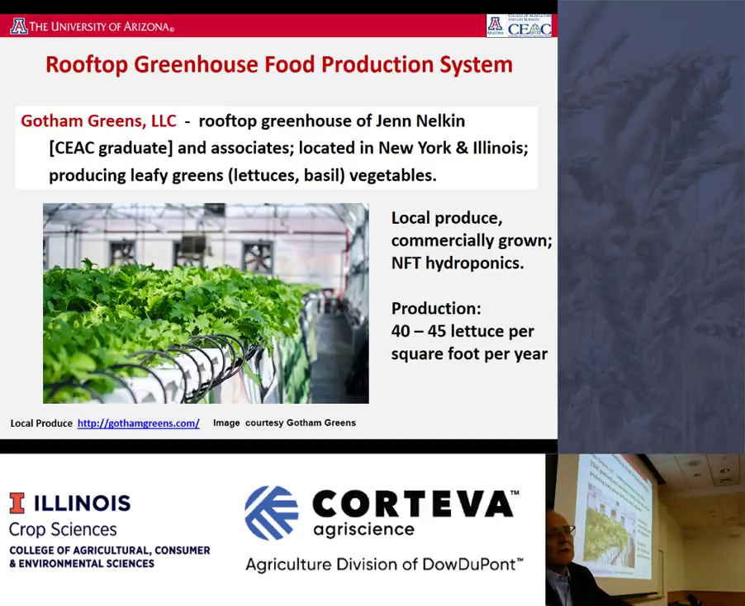Here's Gotham Greens again with Jen Nelkin, and she is the grower, essentially. It's a nutrient-filled technique, hydroponics. Each individual row is fed by a dripper and the water flows down and the plants are sitting in this little trough with a very shallow film of water over there. 45, in her case, up to 45 lettuce heads per square foot per year. And there's been other systems that have reached 55 and 60 heads per square foot per year.